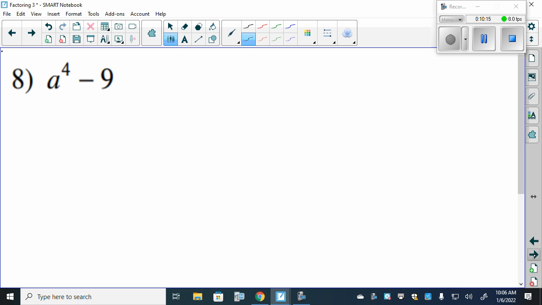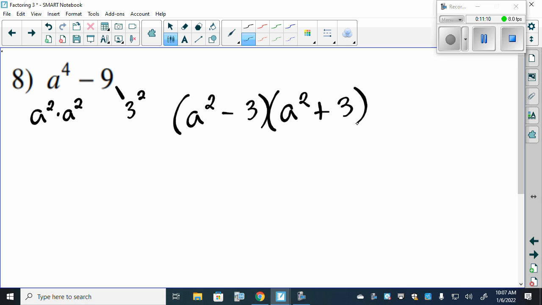This is technically new-ish, but let's look at this here. a to the fourth minus 9. Is a to the fourth a perfect square? Because a to the fourth, I could rewrite it as a squared times a squared, yes? Because whenever we multiply like bases, we add the exponents. Also, can we take the square root of a to the fourth? It'd be a squared. So that is a perfect square, and 9 is 3 squared, or 3 times 3. So this is still the difference of perfect squares. So what would we get? a squared minus 3 times a squared plus 3, yes?